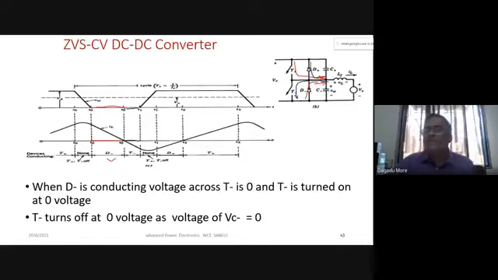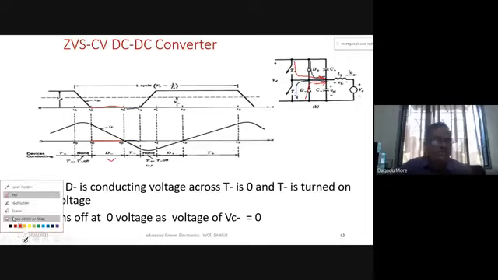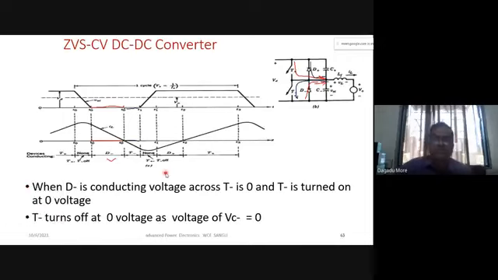So for positive current, either T plus or D minus will conduct. Similarly, for negative current, D plus or T minus will conduct. Depending upon the voltage, we have shown which device will be conducting. And we have seen how we obtain zero voltage switching. First D minus is conducting, then we turn on T minus. When D minus is conducting, the voltage across it will be zero. So T minus is turned on at zero voltage.